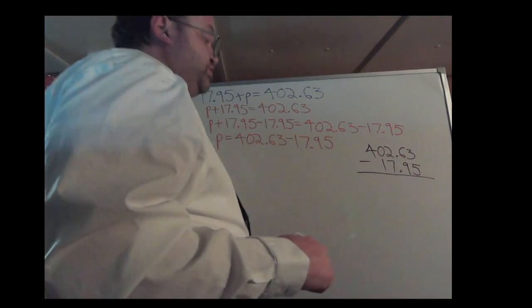3 minus 5 doesn't work. We got to make that a 13. We borrow 1 from the 6, that turns into a 5. So 13 minus 5, that's 8. 5 minus 9 doesn't work. We got to turn that into a 15. Which means we got to borrow 1 from the 2, turn that into a 1. So 15 minus 9, that's 6.